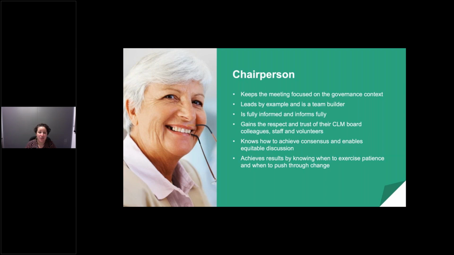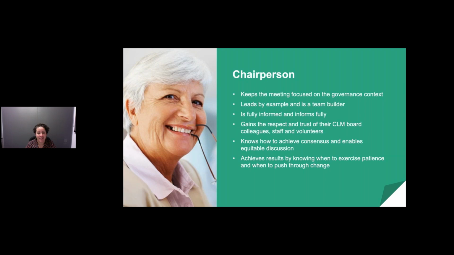The chairperson is also a consensus builder. They aim to bring people together, and while having the courage to sometimes draw people out who might be a little bit more quiet in the meetings, they might encourage those people to speak up and be heard. And they'll also work with some of those more confident speakers who like to talk all the time to maybe rein it in a little bit and pare it back to give other people an opportunity to speak. They also achieve results by knowing when to exercise patience and when to push through change. And that's a really tricky one, but a really important one for a treasurer to have.